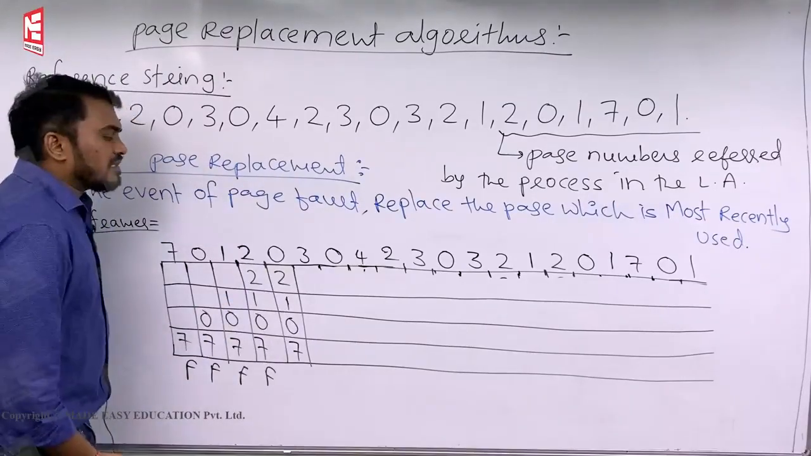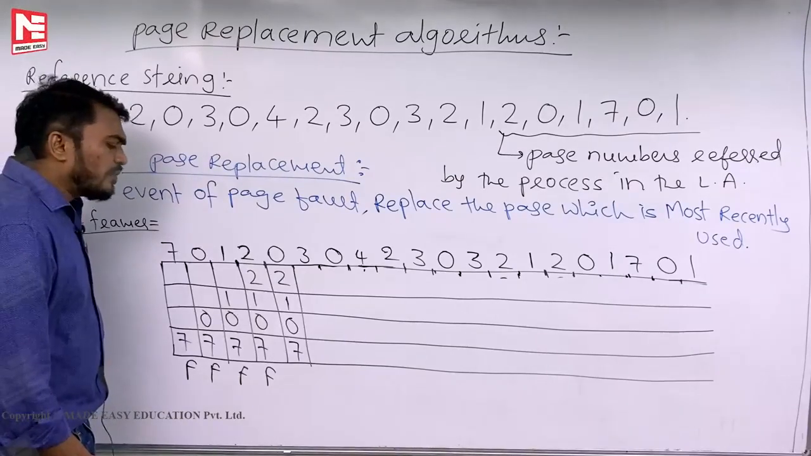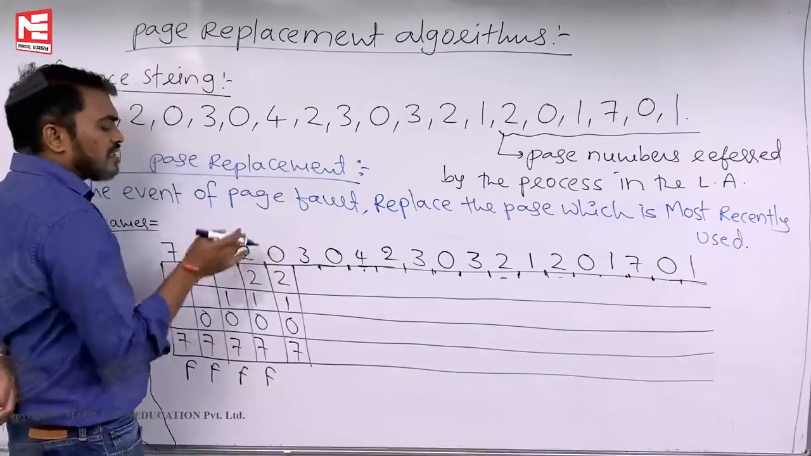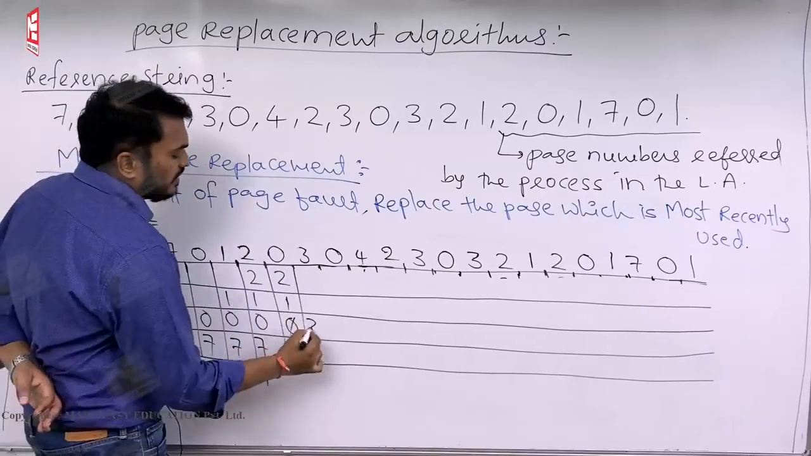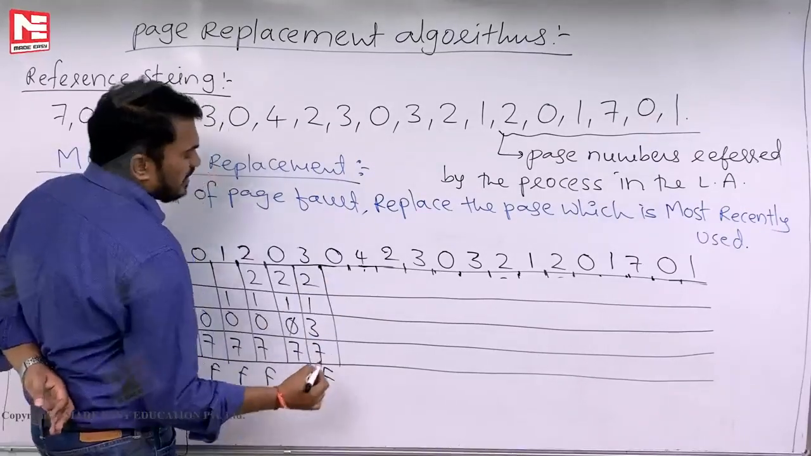Okay, now which one to replace? Most recently used, the one that was just used. Tell me, what is it? 0. Okay, 0 is the most recently used. So replace 0 with the 3 and copy the remaining as it is, and remember that is a page fault.